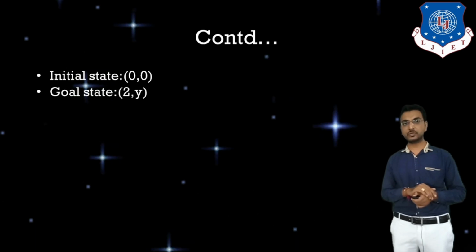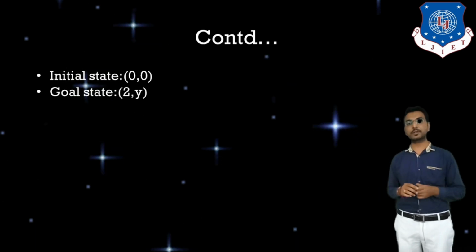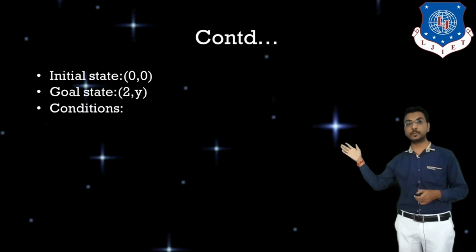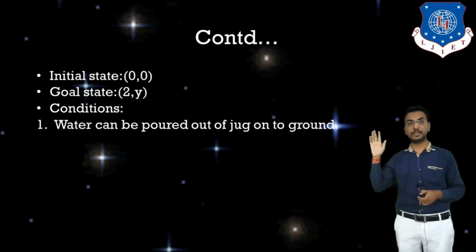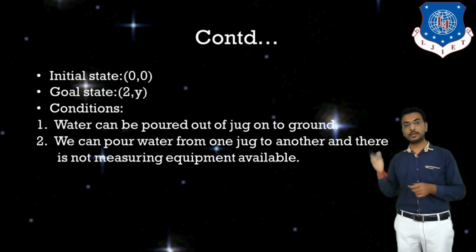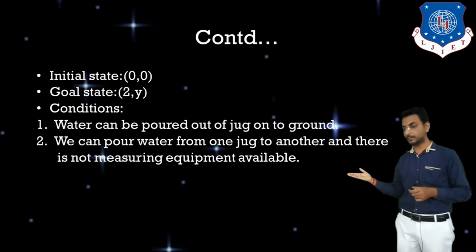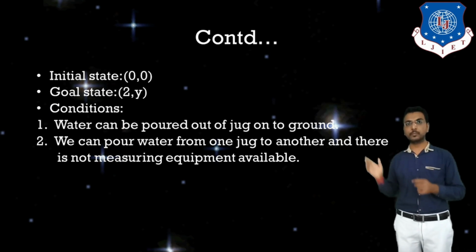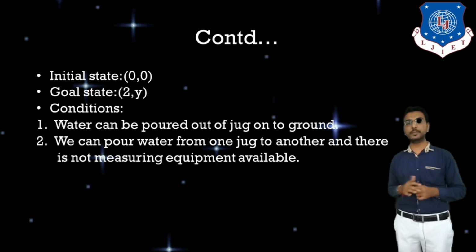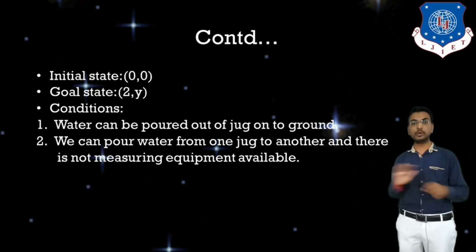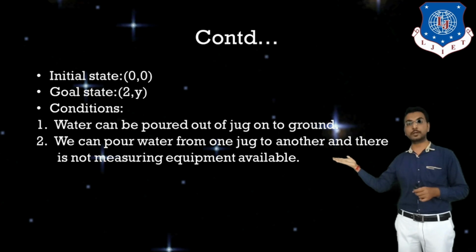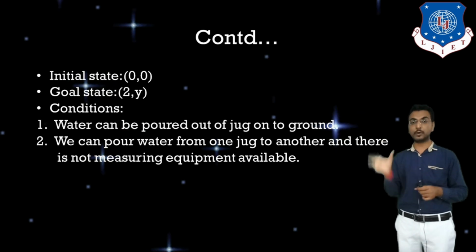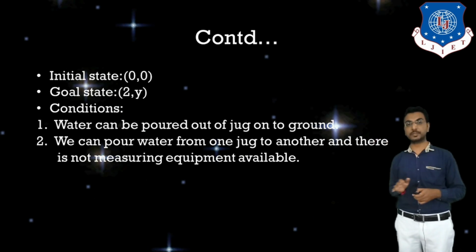Next is the goal state, that is 2 comma Y, that means in X jug I want the water 2 and in Y jug I want the water Y, that means any amount of water can be there in Y jug. And our condition is that water can be poured out on the ground. And second condition, we can pour water from one jug to another and there is no measurement equipment with us. That means we will not be able to specify that pour some water to the ground, pour some water to the jug. That will not be possible.